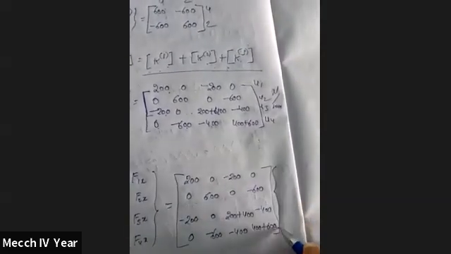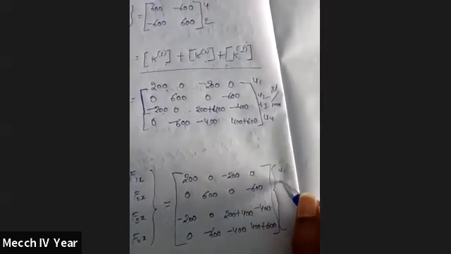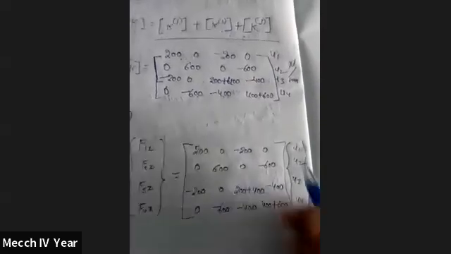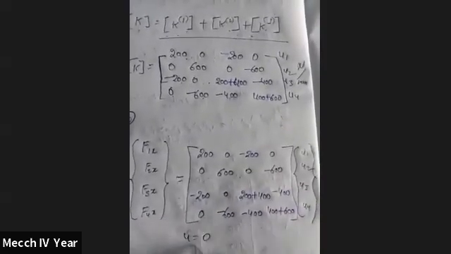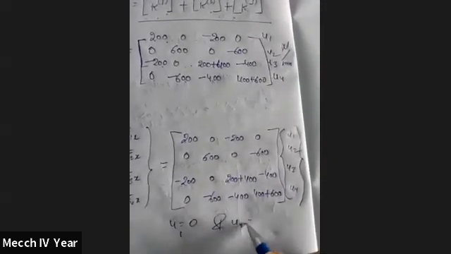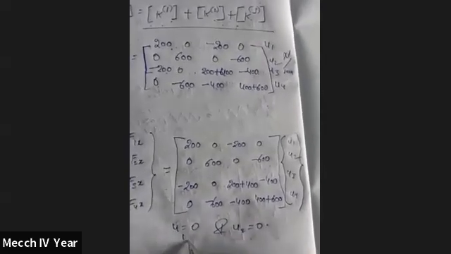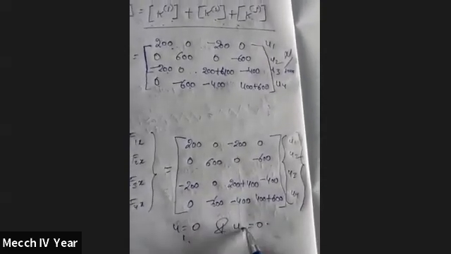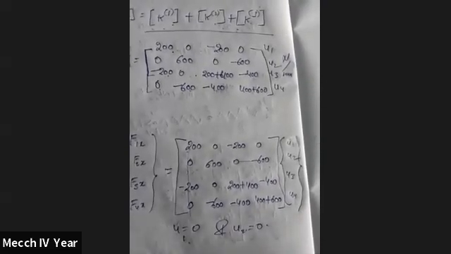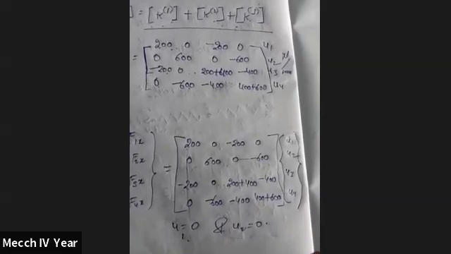Now here is U1, U2, U3, U4. These all are the boundary conditions we are going to apply. So applying the homogeneous boundary conditions, U1 is equal to 0 and U2 is also equal to 0. Then what happens? This row and this column will become 0. So then here I have to write this equation.